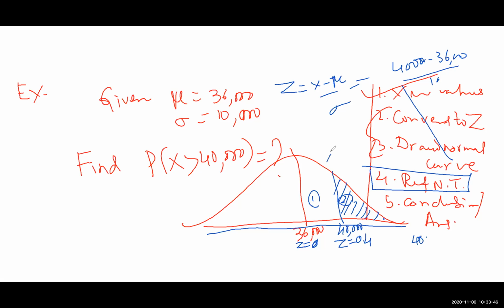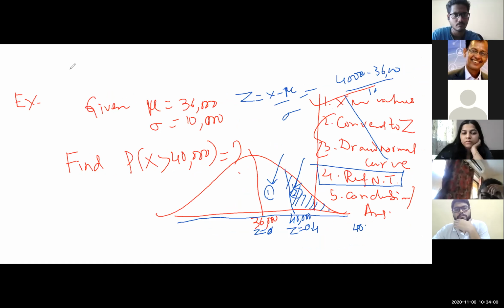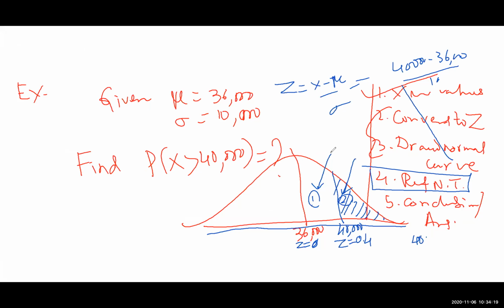So that value belongs to this area or this area? Area 1 or area 2? Area 1. All of you please remember, we said the normal table shows the area from the center to that place. We need the shaded area, Saumya, but the table shows area number 1. Do you understand? So this is actually 0.1554, the value for Z. Now can anybody think and tell how we get the shaded area?